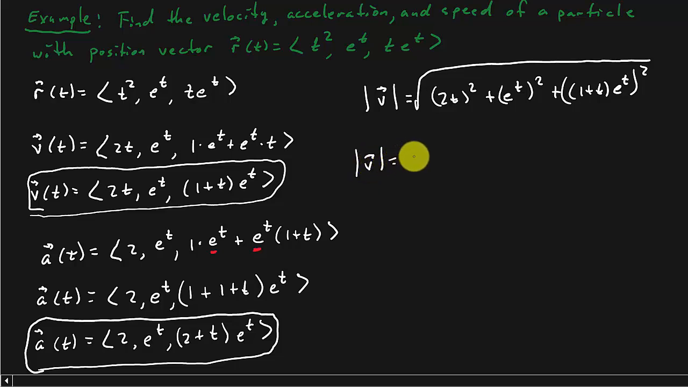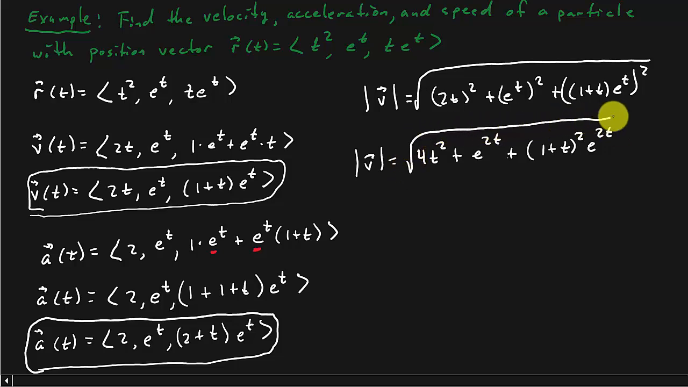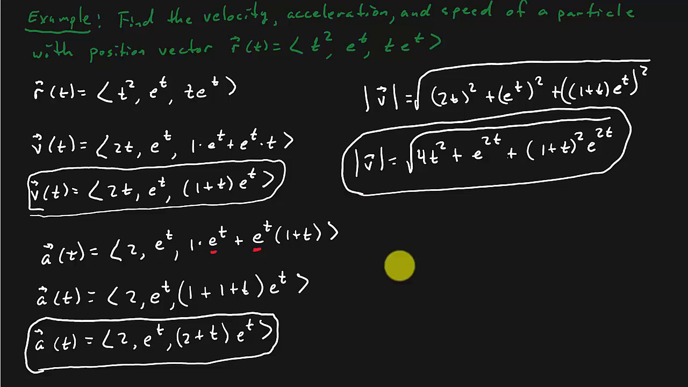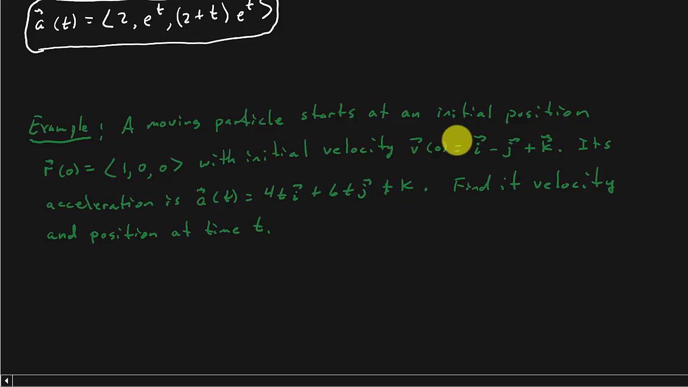So I end up with 4t squared plus e to the 2t, remember, multiply exponents, plus 1 plus t squared e to the 2t. And then we've got the square root of all that. And there's my answer. Just leave it like that. That's good enough. All right. So, not bad at all. That's pretty easy, pretty straightforward.